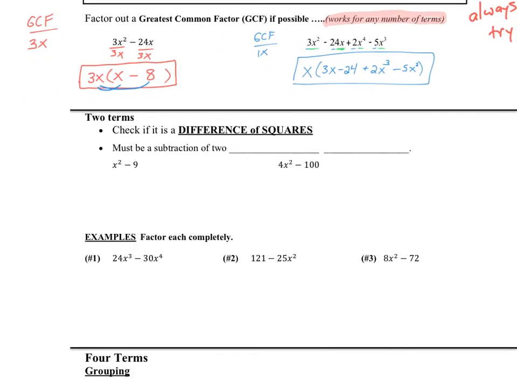Okay. Our second method we're going to cover today is difference of squares. So GCF is the first thing you look for all the time. And then after that, you're going to kind of look for how many terms are there. When there's two terms, we check to see if we can do difference of squares. Difference of squares is when the problem is a subtraction of two perfect squares.